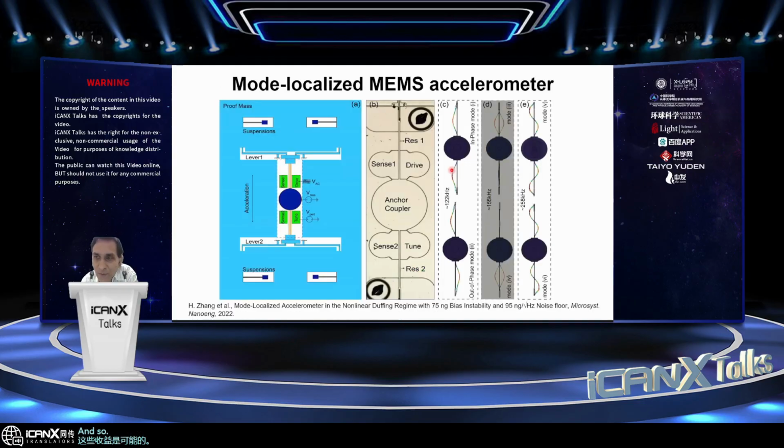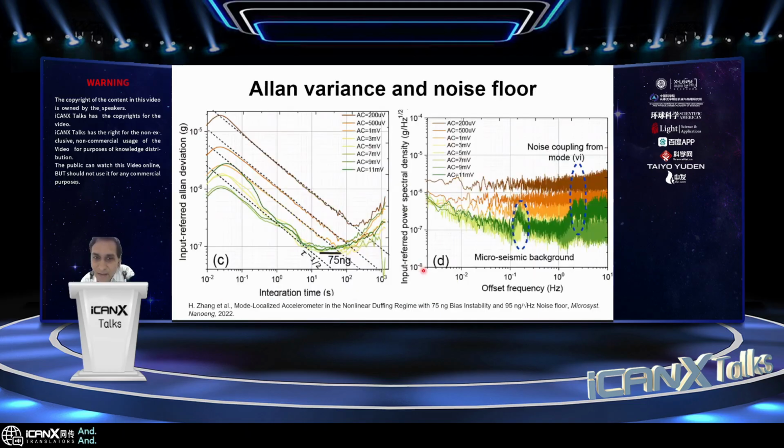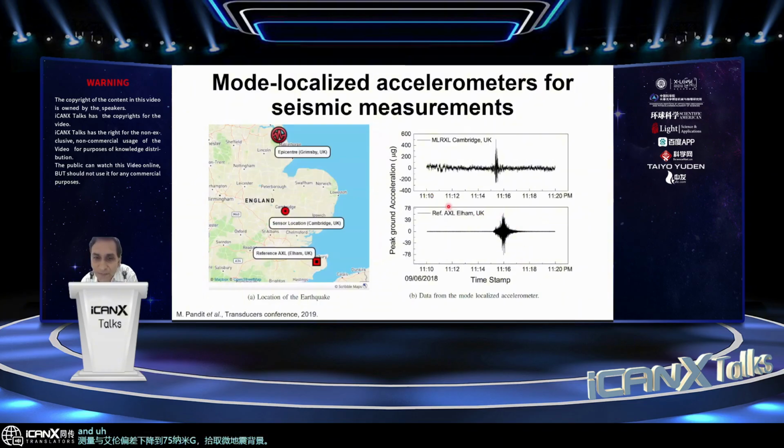And so moving forward, all of this was integrated into work to demonstrate a highly sensitive accelerometer. This was work that was published by Hemin, looking at putting all of these insights together, insights derived from the various studies I've talked about, also looking at multiple modes that might be of interest, etc. And this allowed these sorts of measurements with Allan deviation now down to 75 nanoG, picking up microseismic background. And Measurand also recorded a tiny seismic event, not a very large magnitude one, but one of the small ones that occasionally crop up in the UK.